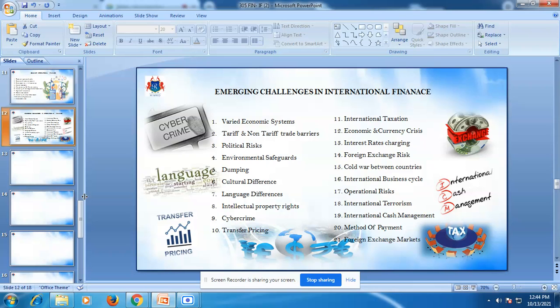The players in international business, who are multinational companies, are beset by a number of difficulties and roadblocks. These challenges have hampered international company business considerably. The following are the important challenges in international finance. So first is the worried economic system.